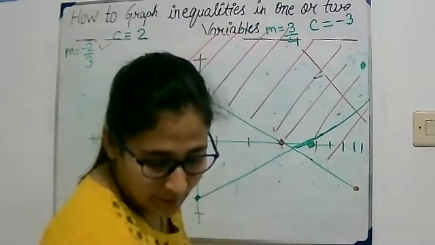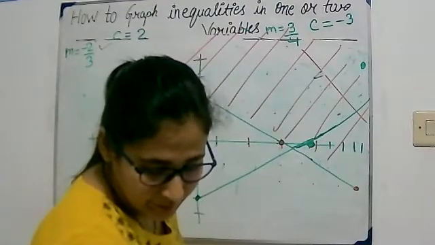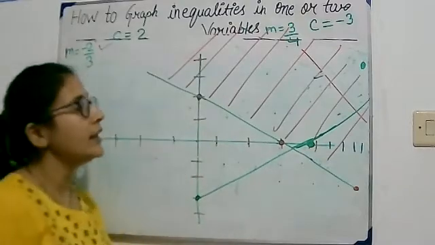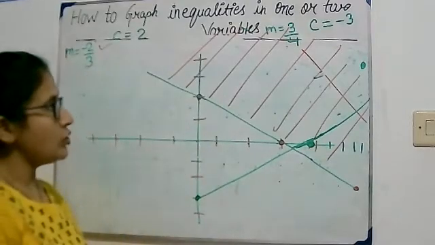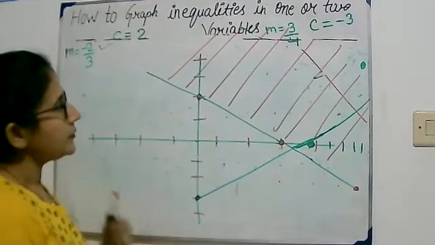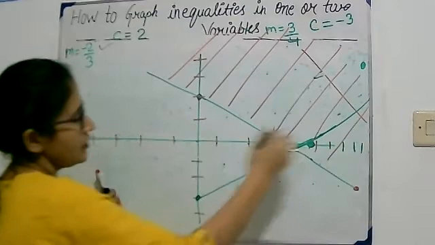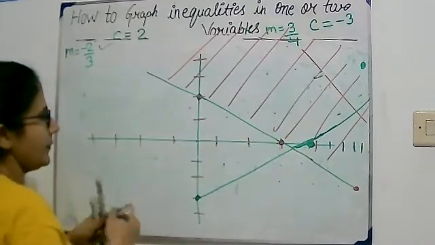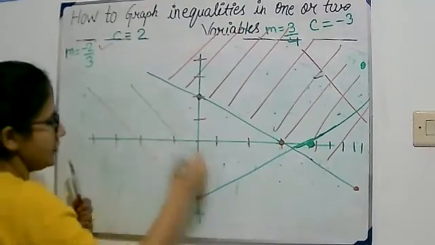Now the region what we have to shade, that is greater than, what was the question I erased? Yes, greater than and equal to -3. So greater value is, this is the line. So we will shade the region which is above the line. We will shade this region.